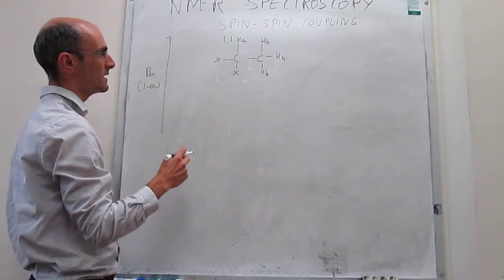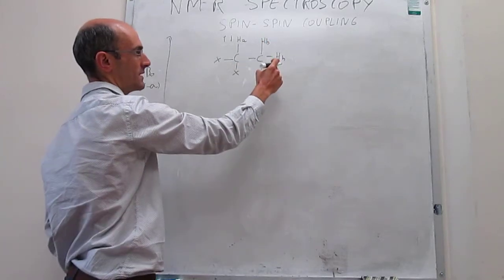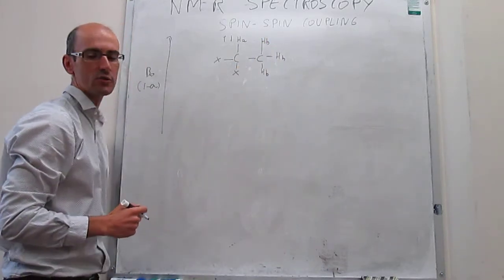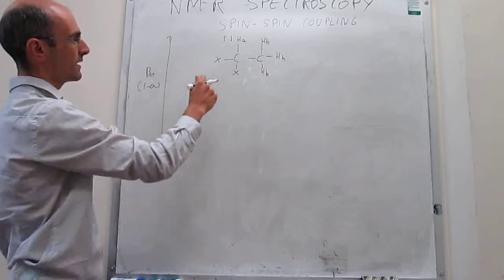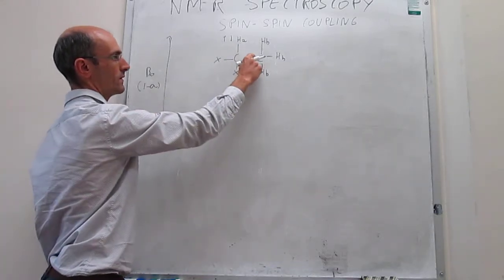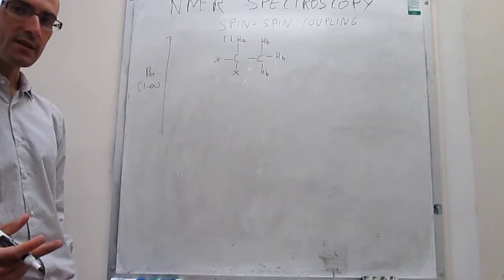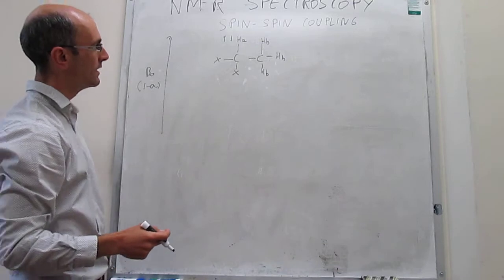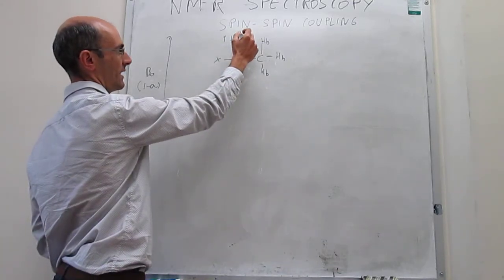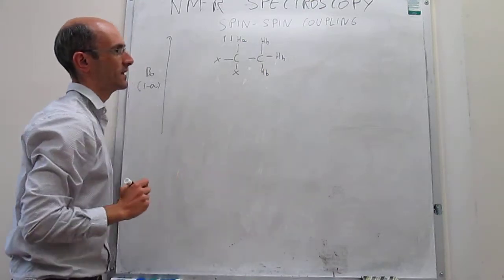So you see two different types of fields, and that is going to be a doublet. HB is split into a doublet by the action of one NMR-active nucleus, HA, which is within 3 bonds of those protons. Now, the interesting aspect of this video is to examine how the splitting pattern of HA is affected by these HB's.